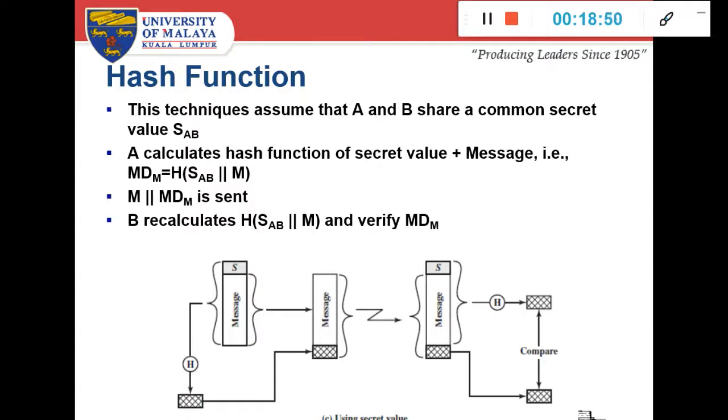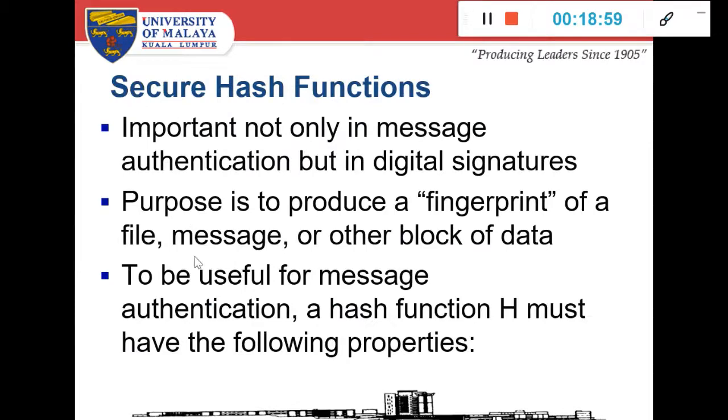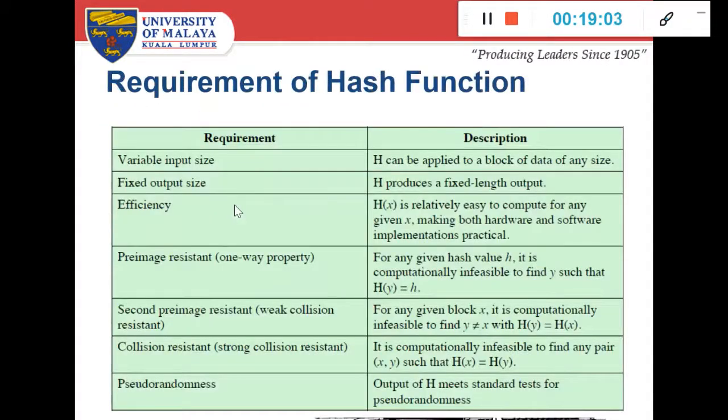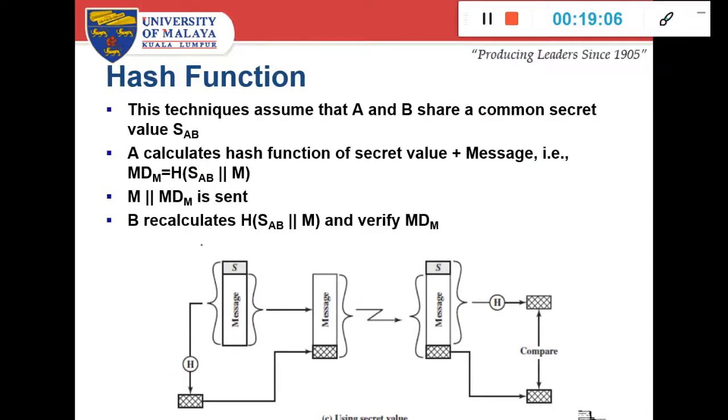So this assumes A and B share a common secret value S. You have A here and you have B here, Alice and Bob. A calculates the hash function of the secret value concatenated with the message. This part is the message digest of M, the hash function of M, when you concatenate the secret value and the message.